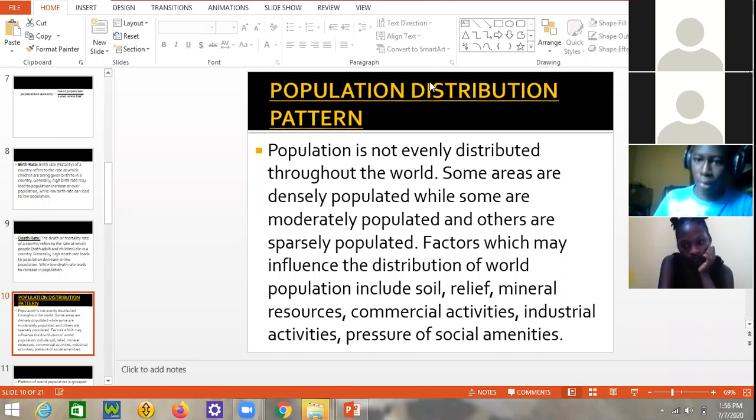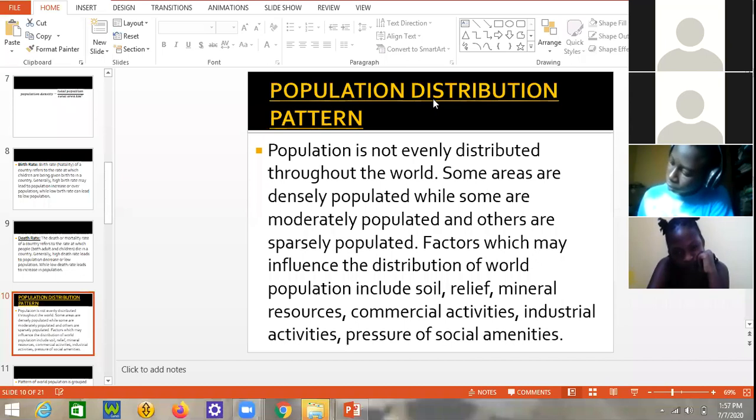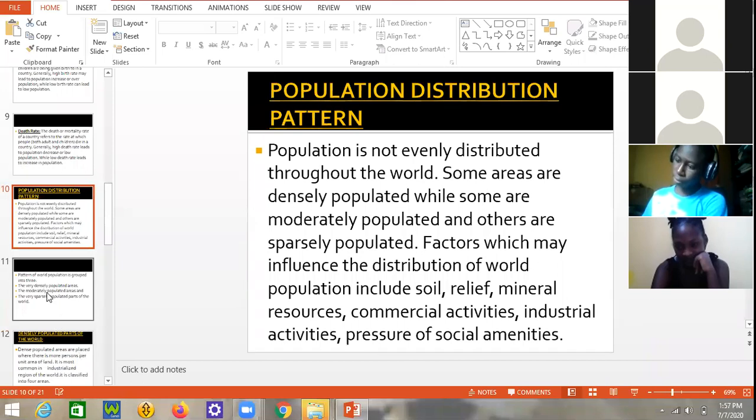While we were talking about settlement in one of our classes, I told you one of the factors that make people settle in a place. One of the factors I mentioned was soil, mineral resources, agricultural activities. All these form the pattern of population distribution. Are you getting what I'm saying now? So the population of the world may be dense, moderate, or sparse, depending on the prevailing circumstances.